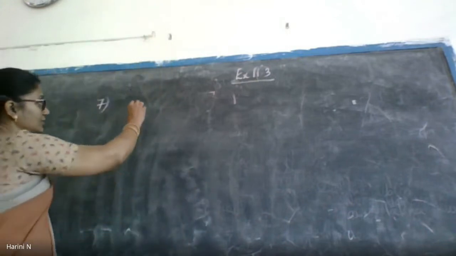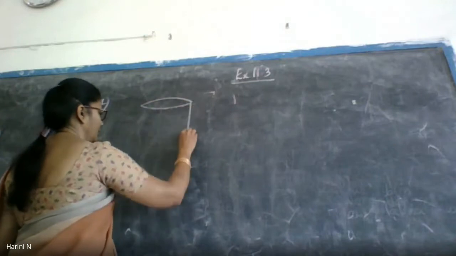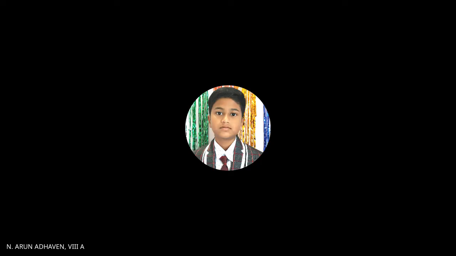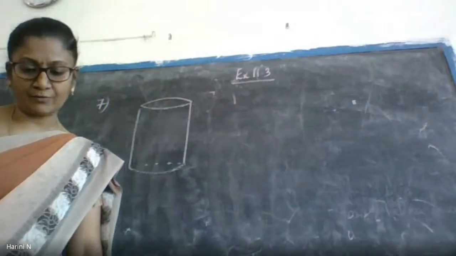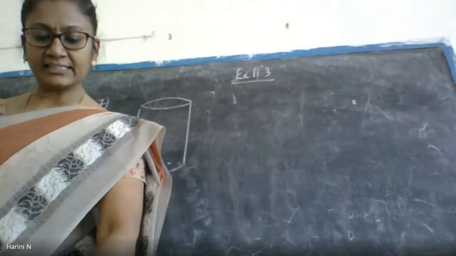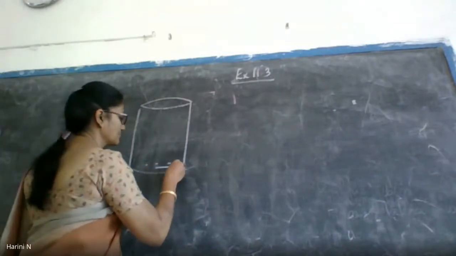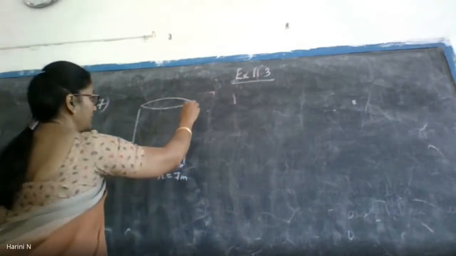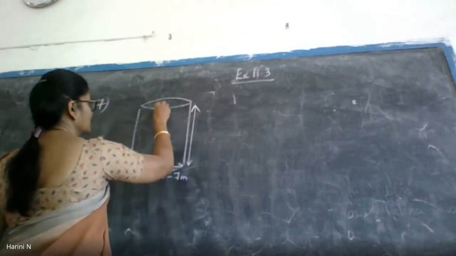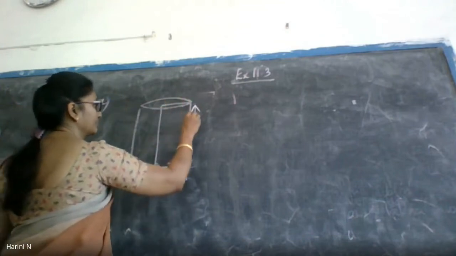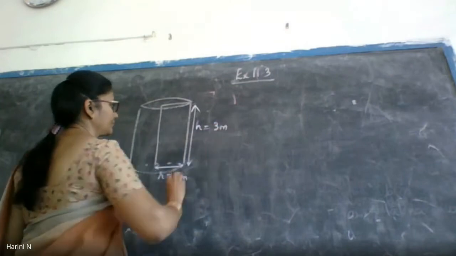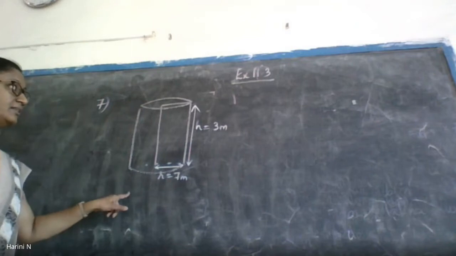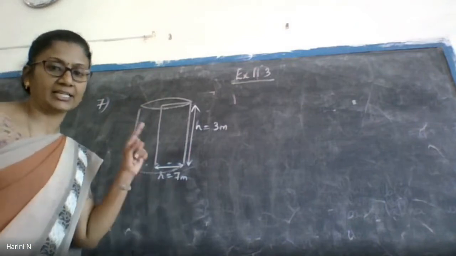So there is a closed cylindrical tank. We have to understand that there is a tank in this shape. Ma'am, can we draw this diagram? Yes, yes, you have to draw. There, the radius given is 7 meters, and the height of the tank is given as 3 meters. Alright, so this is the tank whose height and radius is given to us. It is a closed cylindrical tank.